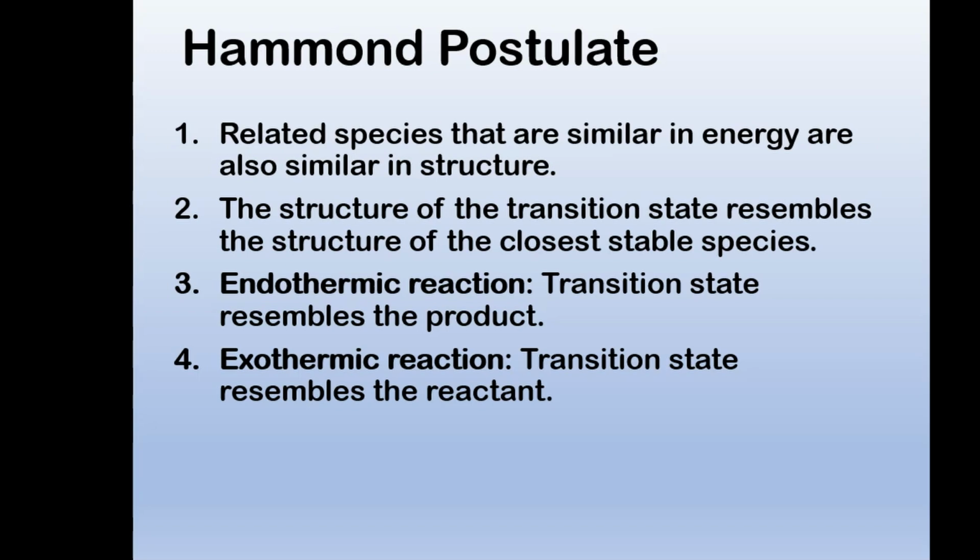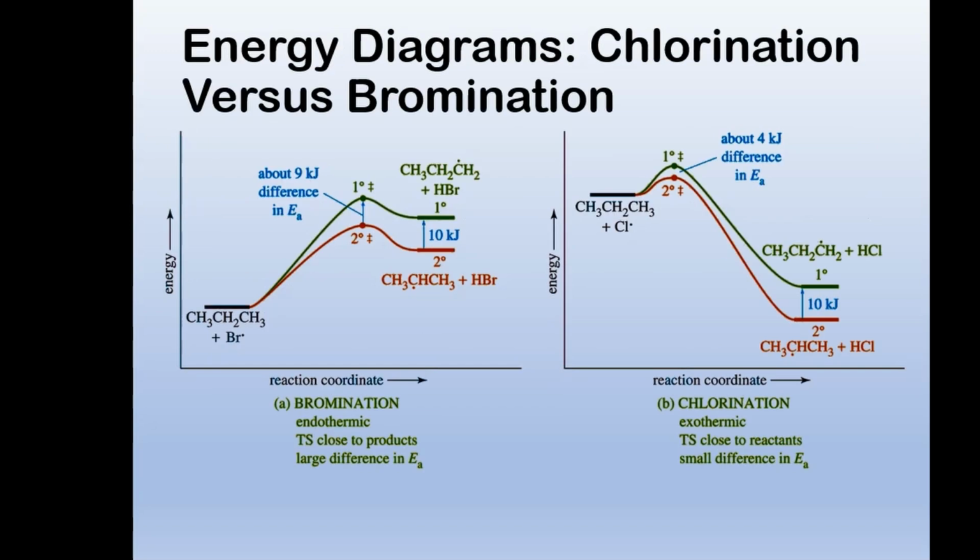The structure of the transition state resembles the structure of the closest stable species. So when we have an endothermic reaction, the transition state resembles the product. Exothermic transition state resembles the reactant. So to compare and contrast these things together, in the bromination, the transition state looks more like product. In the chlorination, the transition state looks more like the reactants. And so all these things help explain why bromine is more selective.